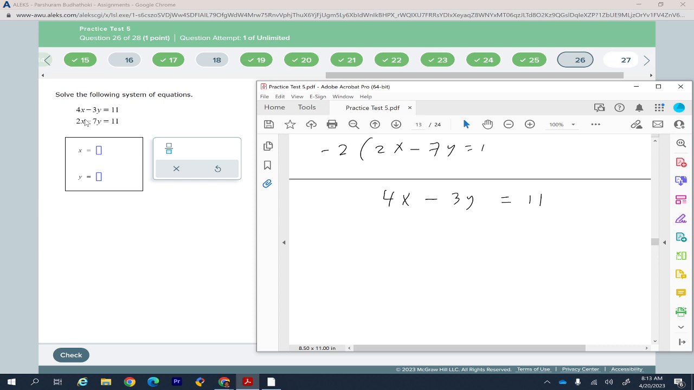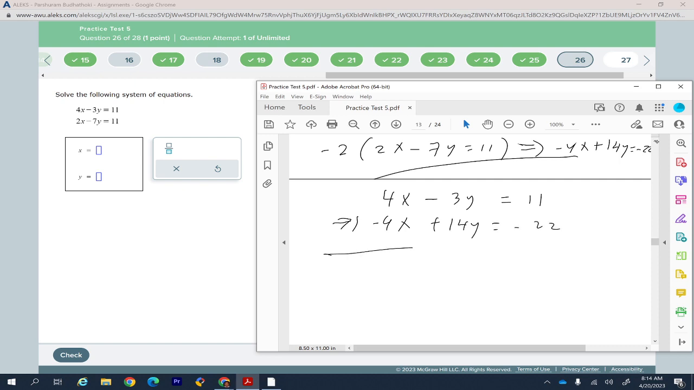When I multiply, I have to multiply both sides. That gives me negative 4x positive 14y equals negative 22. Now I'm going to add these two. That's called the addition method. By adding here, you can just cancel this positive and negative 4x, and that's going to eliminate the variable x. And if you add negative 3 and positive 14, that gives you 11y equals negative 11 on the other side, and if you divide both sides by 11, that will be negative 1.